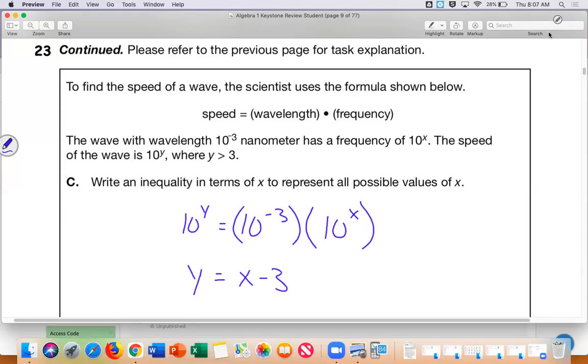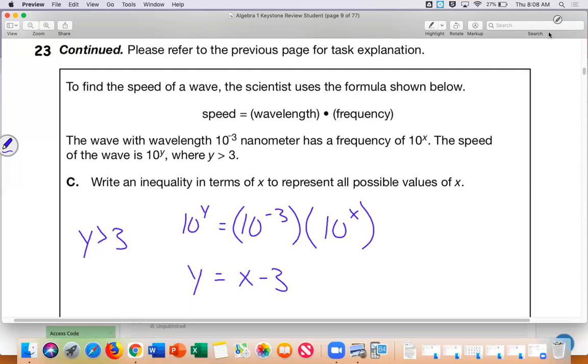So if y needs to be greater than 3, how do I want to write this? Any ideas? Okay, so let's think about this. Y needs to be greater than 3. So if y is equal to 3, that means x would have to be 6, right? So it says write an inequality in terms of x to represent all possible values of x.